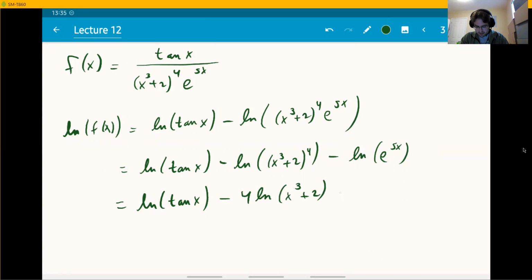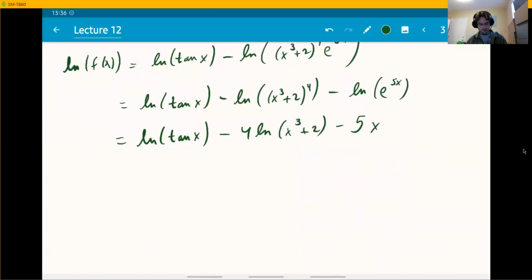And similarly, the same thing can be used in the third one. 5x is going to come outside of the log. And what's left is just ln of e, which is 1. So this third term is just 5x. You should know ln of e to the anything is always that thing, that exponent. So this is ln of f of x. It's a much simpler expression to find the derivative of, which is what we're going to do now.